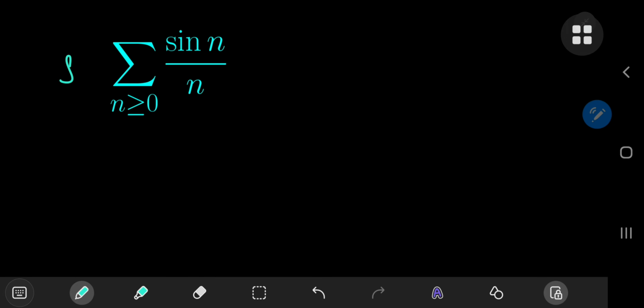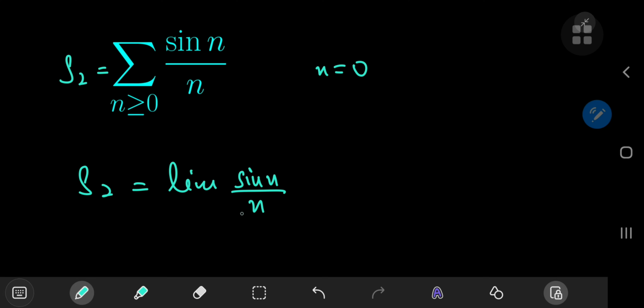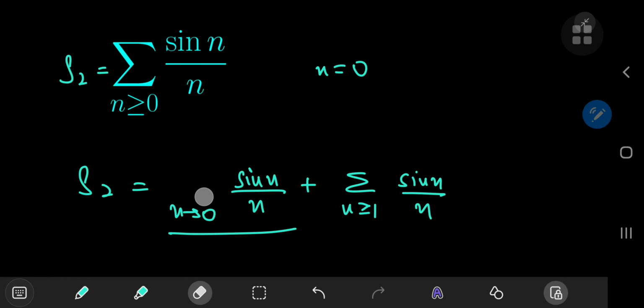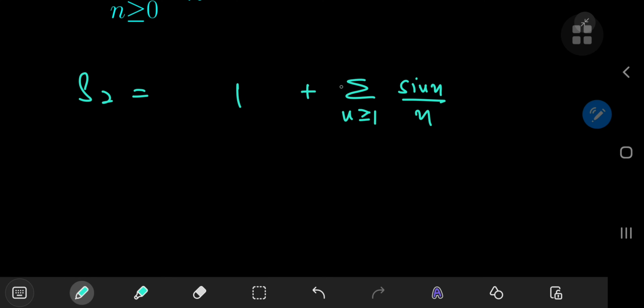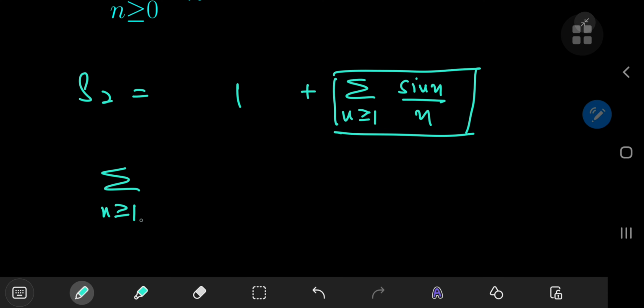Now, the sum S sub 2 is a bit more interesting, and the first term here, corresponding to n being equal to 0, is a limiting case. So S sub 2 equals the limit of sine n by n as n approaches 0, plus the sum over the positive integers n of sine of n divided by n. And we know from basic calculus that this limit here is famously equal to 1. Okay, cool. So we're interested in the evaluation of this sum now: the sum over the positive integers n of sine n by n.